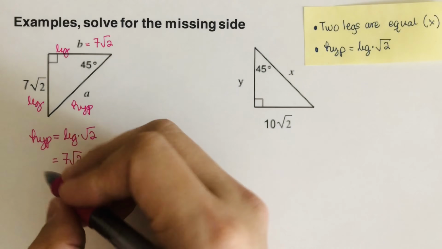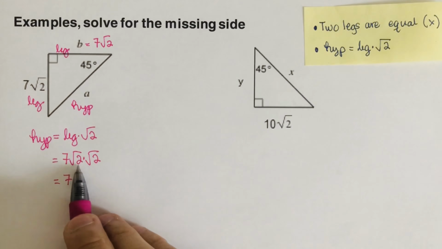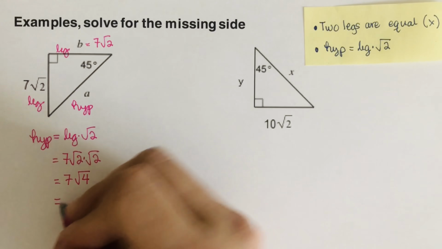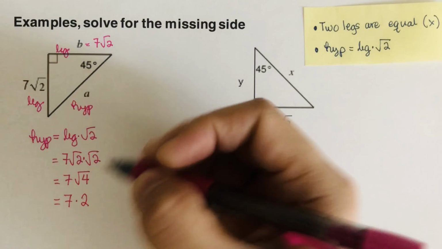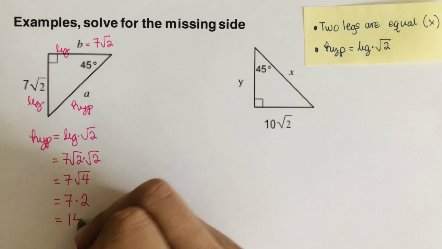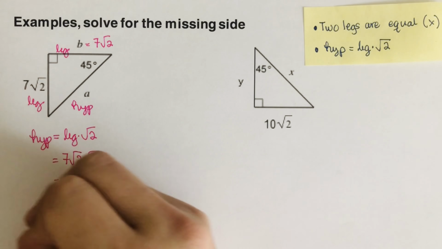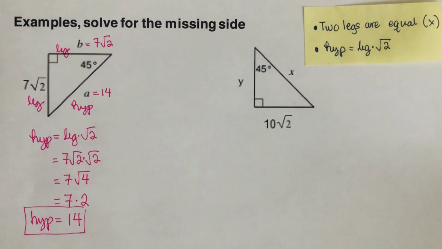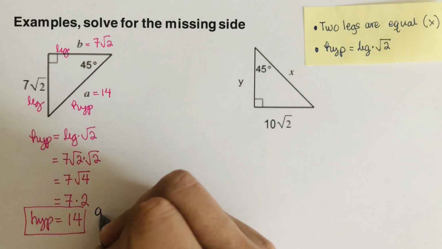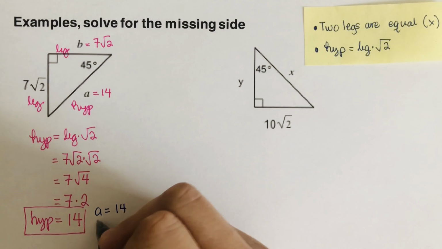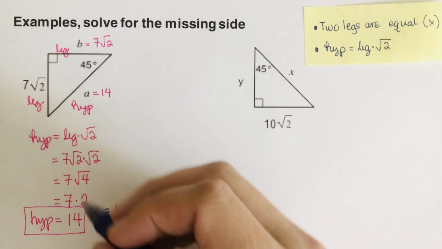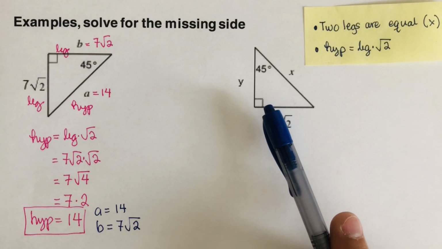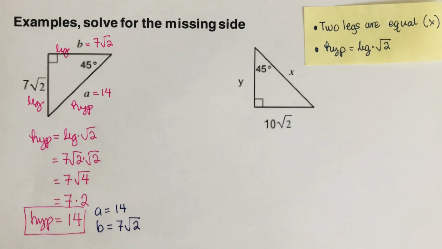So what we are going to do is simplify this. These 7 are the ones that we can multiply. Square root of 2 times square root of 2 is square root of 4, and square root of 4 is 2, so that's 7 times 2, which is 14. So the hypotenuse here is 14. Pretty much we have our A is 14, and B is 7 square root of 2. At this time, I would encourage you to pause this video and try this problem out on your own. And when you're done, unpause it and check your answer.